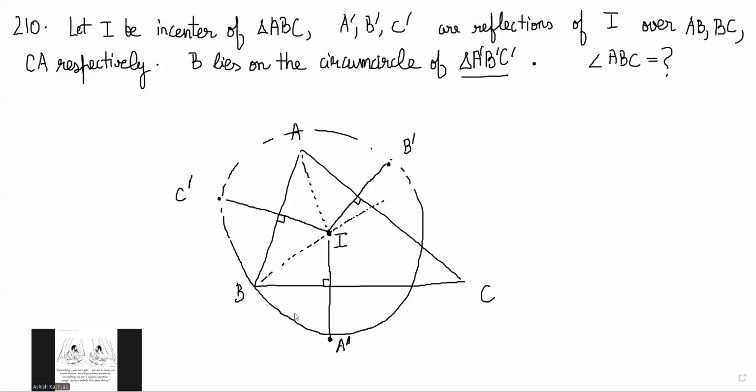Okay, now we have to figure out angle ABC. So let's label these 3 points, this point as X, this point as Y, and this point as Z, because those have to be drawn anyway. So XYZ is the foot of the perpendicular from incenter to the sides, right? They're equal. What do you mean they are equal? X, Y, Z. I mean IX, IY, IZ.